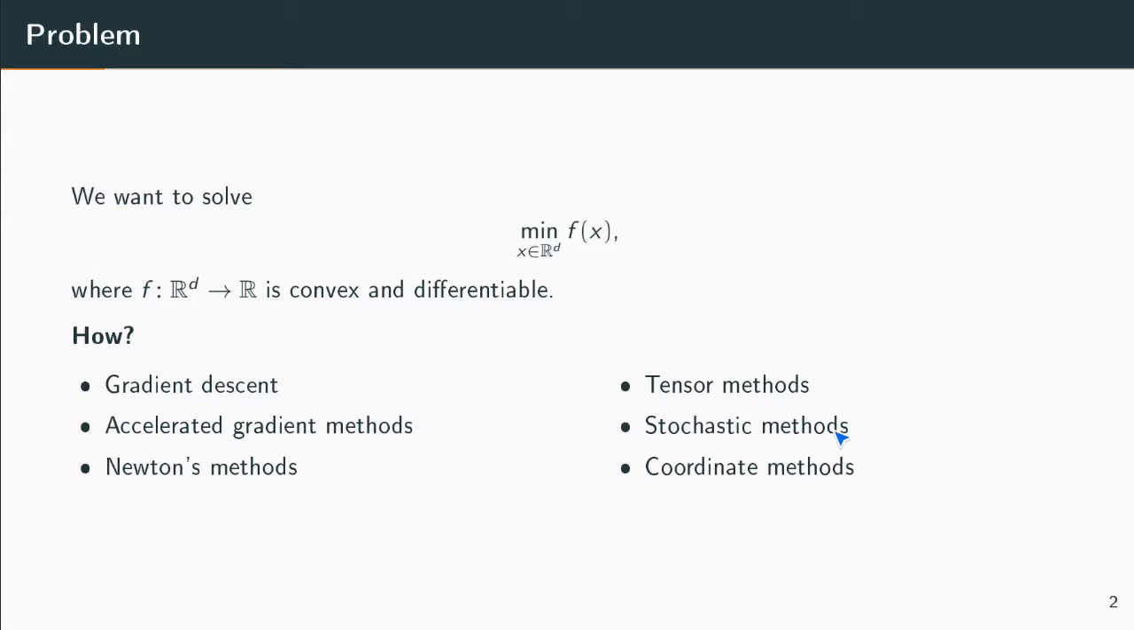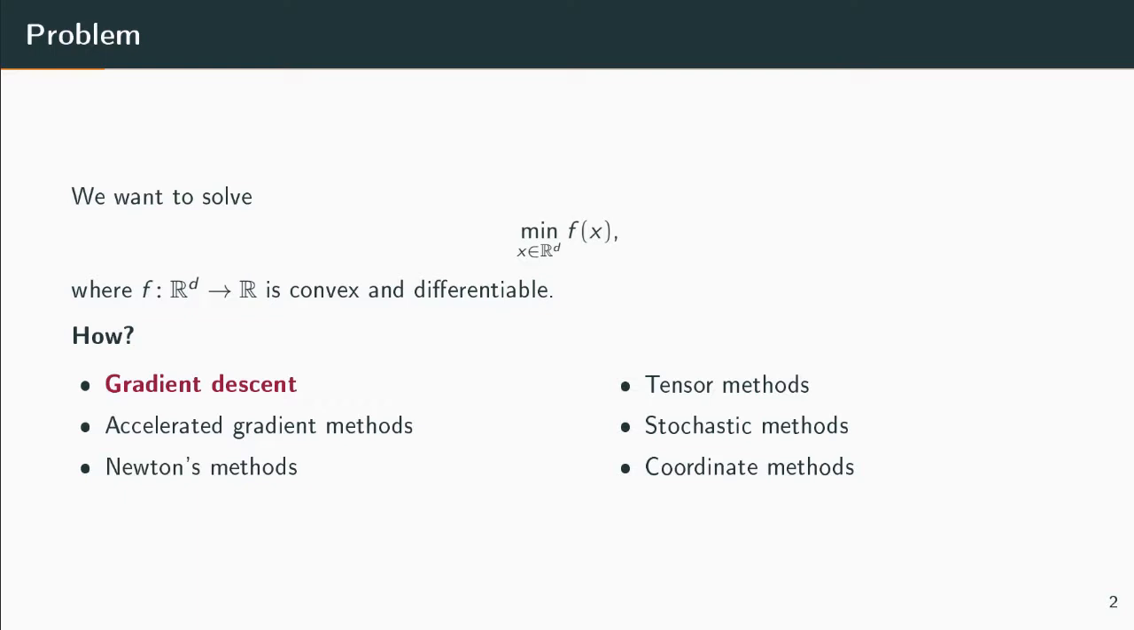For example, there is gradient descent, and many extensions of gradient descent, like accelerated gradient descent, Newton method, and methods that assume availability of a third order oracle. We can go back and assume less, for example, by considering stochastic methods or coordinate methods. Important here is that gradient descent is like a backbone of all these methods. So if we can understand gradient descent well, maybe we can do something nice with other methods.